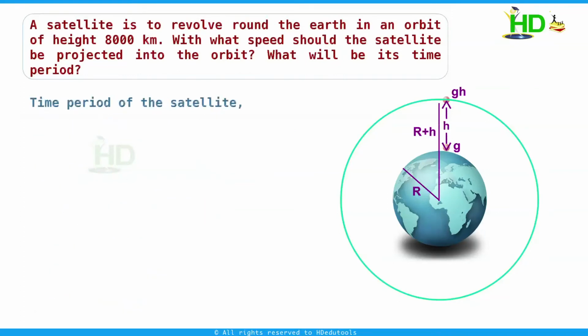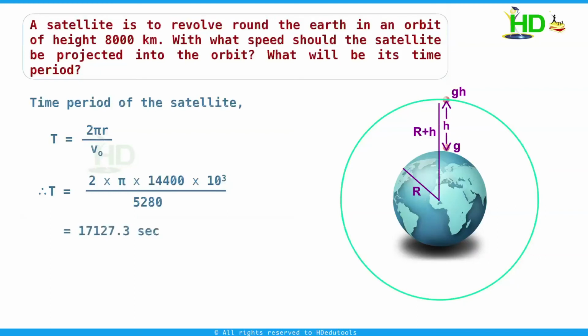The time period of the satellite is T equal to 2 pi r by v naught. 2 into pi into r, where r is the distance of the satellite from the center of the Earth. It is 14,400 into 10 power 3 divided by the orbital velocity, 5,280 meters per second. On simplification, we get this is equal to 17,127.3 seconds. To convert into minutes, we just divide by 60. Now this is equal to 285.5 minutes. The same answer in hours is 4.76 hours.